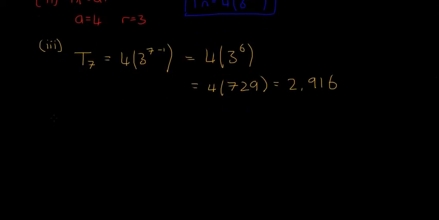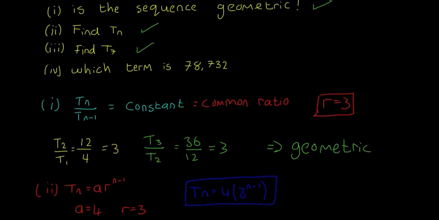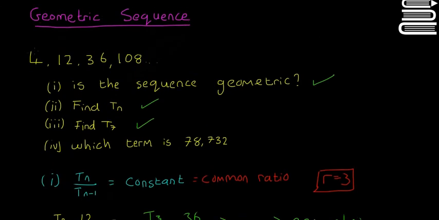So the number, like I said, is 78,732, and we have to find which number term that is. So where is it? This is the first term, the second term, third term, fourth term. It's going to keep going until eventually it reaches 78,732. We want to find out which number term that is. So basically we're going to call it t of n, and we need to solve for t of n.